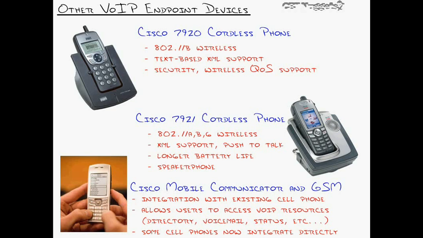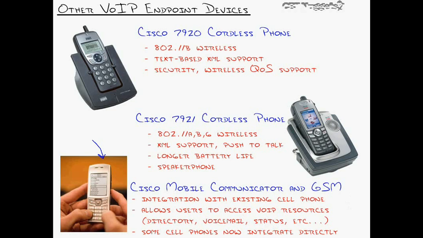Down here you see the Cisco Mobile Communicator and GSM. This is a feature that allows you to integrate voice over IP functions into specific models of cell phones. So literally, as you come into the business, you get your desk extension. As you leave the business, your desk extension follows you around, and some people are like, I will never have a Cisco Mobile Communicator phone. So this allows you to really take your work with you, as if you took your desk extension and strapped it to your hip. It gives you access to the voice over IP resources like the corporate directory, voicemail, the status of people on the different phones, and all those kinds of things.